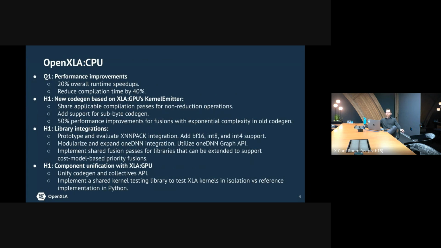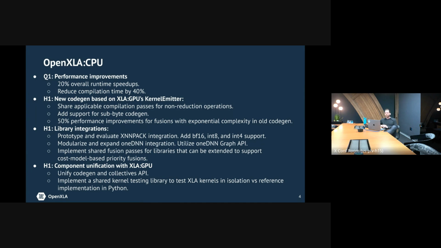We'll jump into OpenXLA CPU. I would say our focus is three things: performance, modernization, and unification. The performance improvements are immediate. We're targeting a 20% runtime speedup and 40% faster compilation. These are significant efficiency gains, making CPU a stronger target. Improvements will come from optimizations across the pipeline, enabling our componentization efforts.